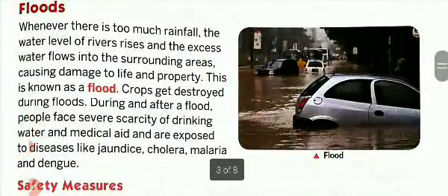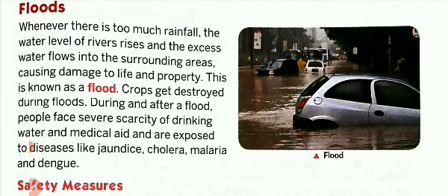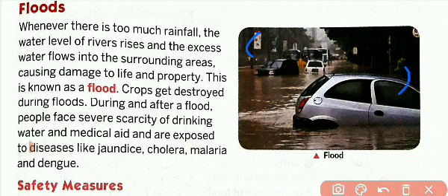Floods. Whenever there is too much of rainfall, the water level rises and the excess water flows into the surrounding areas and causes damage to properties. So let us read. Flood. Whenever there is too much of rainfall, the water level of rivers rises and excess water flows into the surrounding areas, causing damage to life and property. This is known as flood. So we underline over here from whenever to flood.